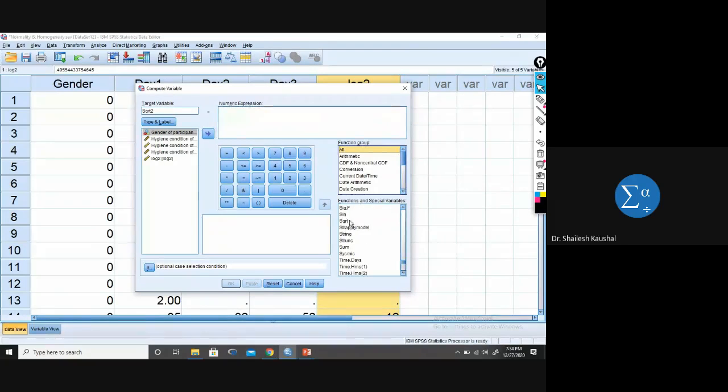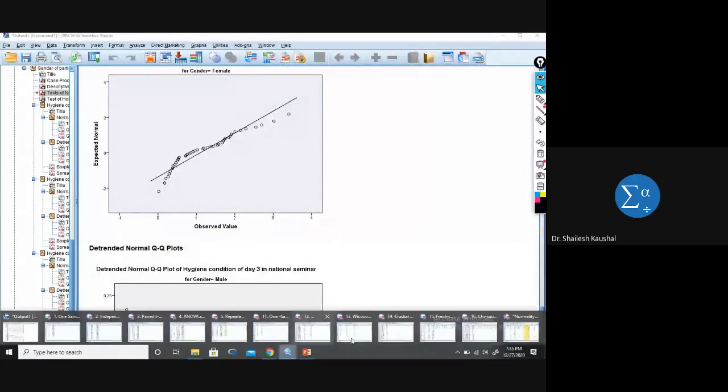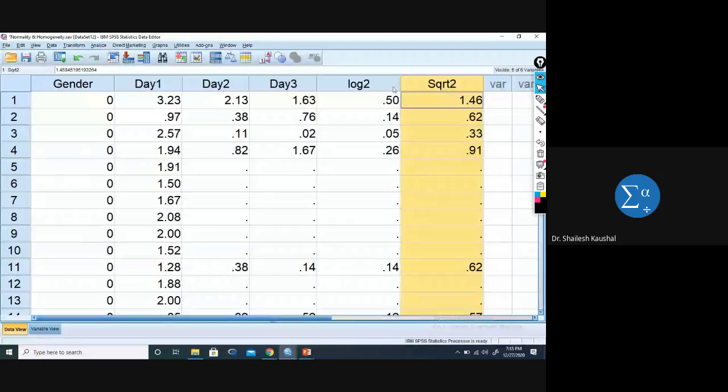This is square root, sqrt. I am just clicking here and it will display here. So I am selecting it, and hygiene 2. Okay, this is hygiene 2, and then continue. I'm transferring here. In a square root, there is no need to add +1 value. Okay, and then okay, and after okay, you can see the new column. This is square root.